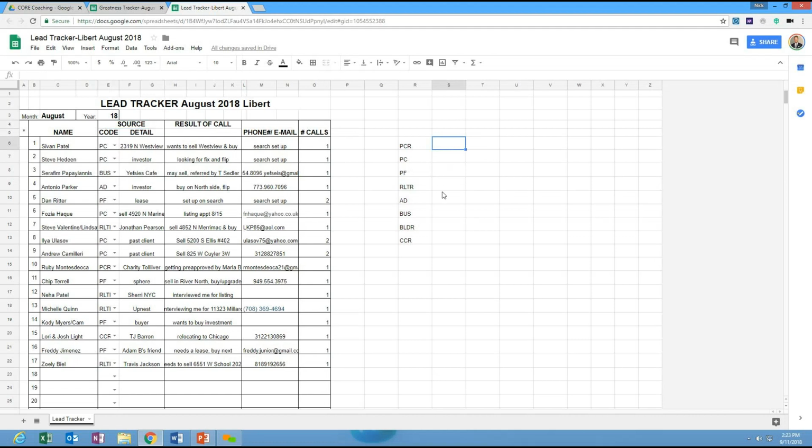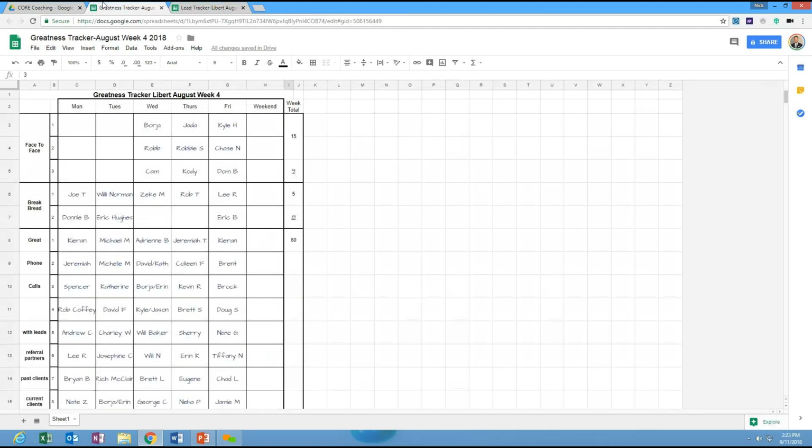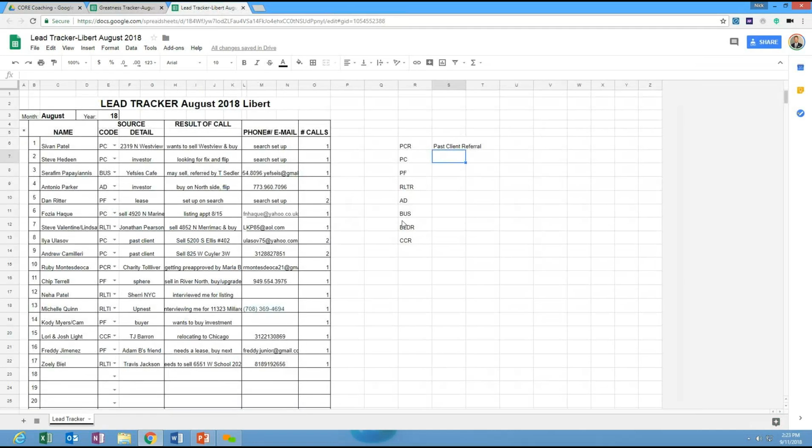understand them. The codes for this: PCR, Past Client Referral. That is a former client that just gave you a referral of a new client. How do we get past client referrals? Guess what? Go back to the Greatness Tracker. You contact your past clients. You give them little things, items of value, personal notes. You call them. You send them some love. They send you some love.